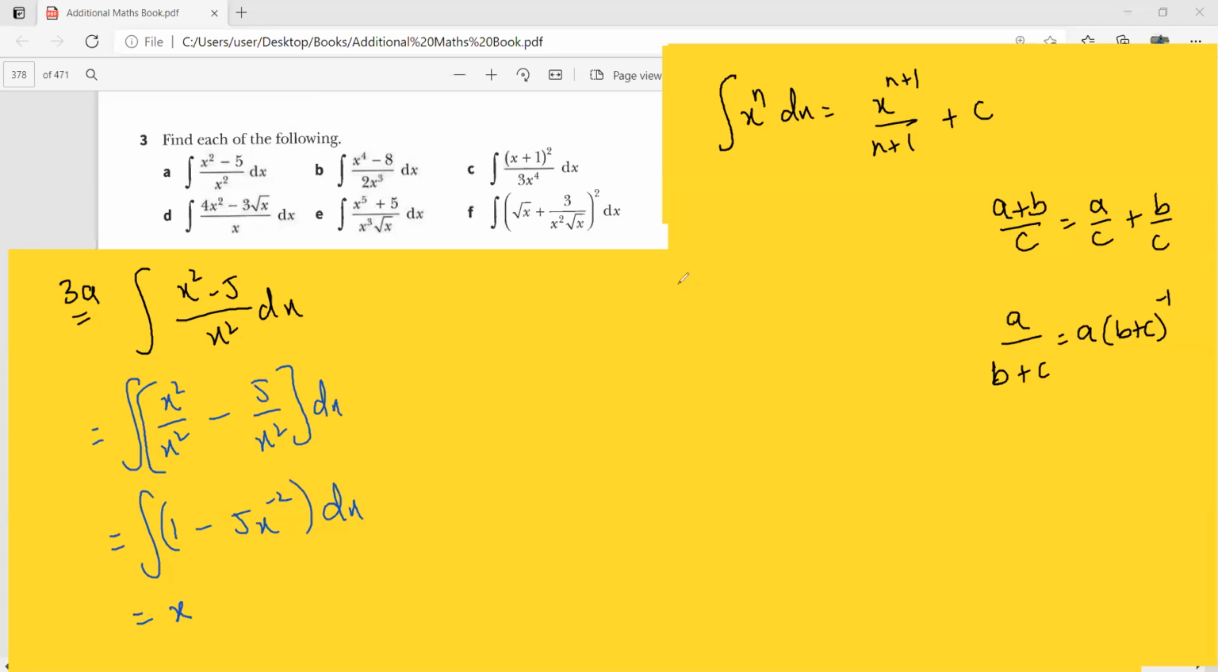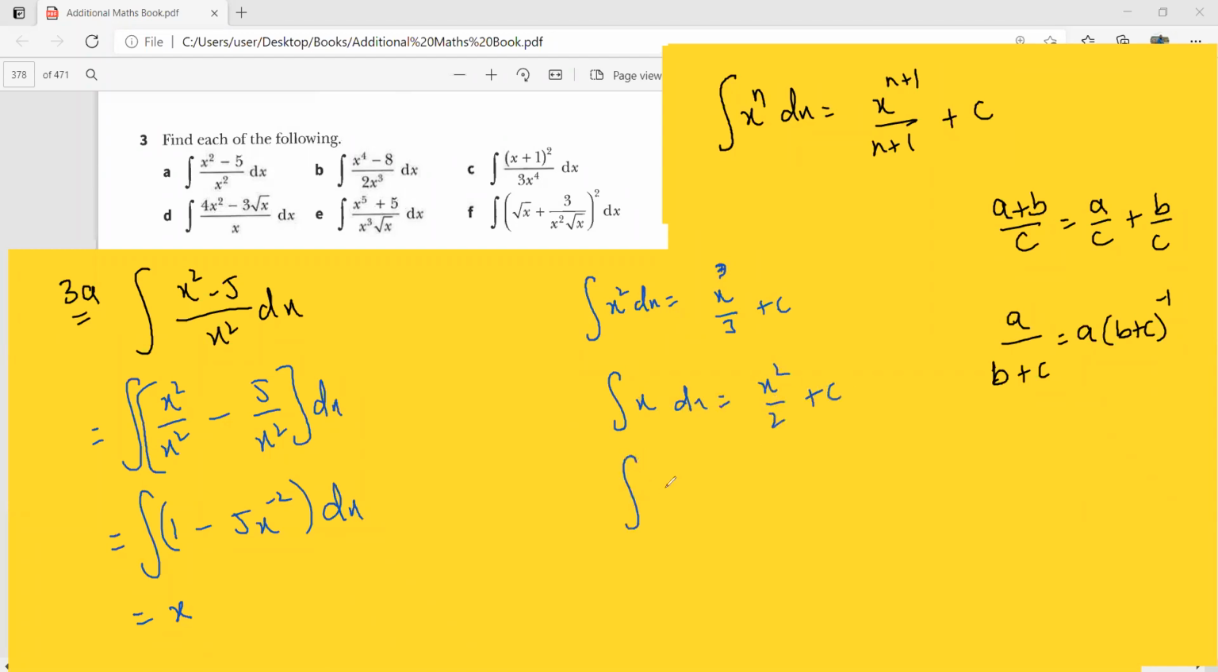Okay. Remember, the derivative of 1 is 0. So the integral of 1 is going to be x. I think I didn't emphasize much on this. If you have to integrate x squared, this becomes x cubed over 3. And if you integrate x, this becomes x squared over 2 plus c.